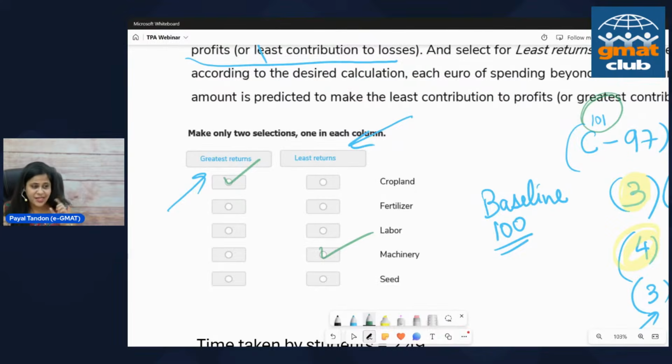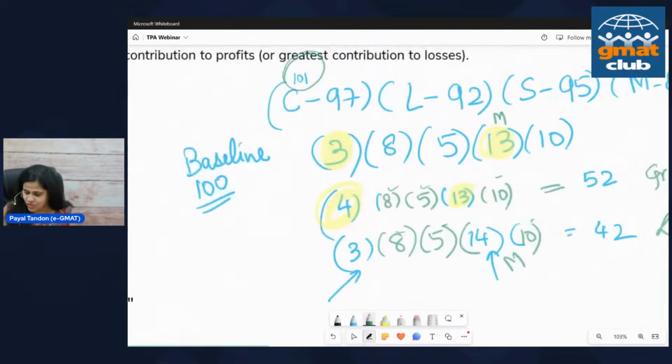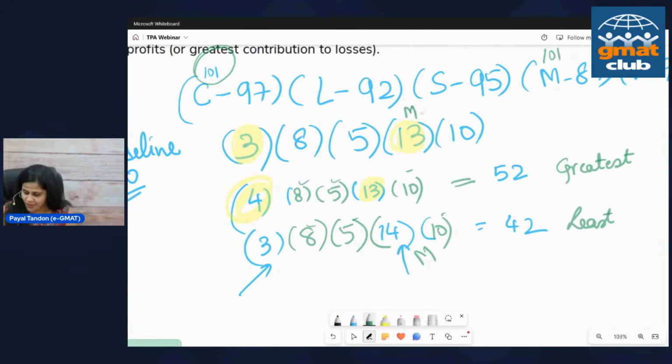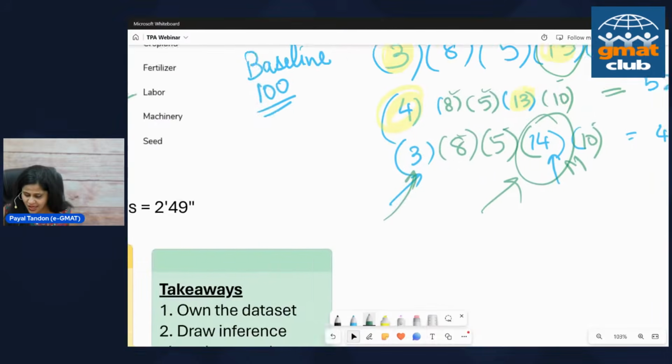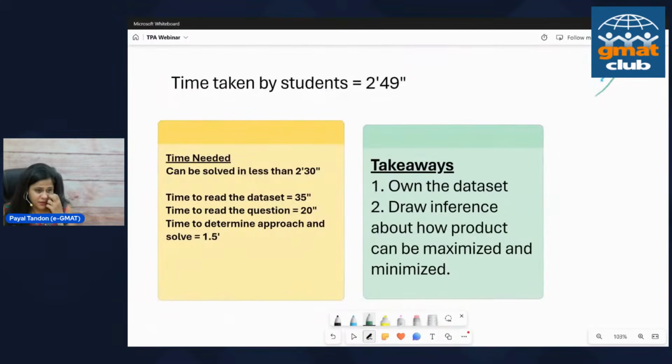Now, if you did it the other way around, then you jumped in your analysis. You thought because machinery is 13, and if you increase that to 14, this is a bigger number, so that's going to have a bigger impact. Then that means you didn't draw your inference all the way through. You didn't observe what the other number over here is, because what you have to do is maximize the product. Does that make sense?